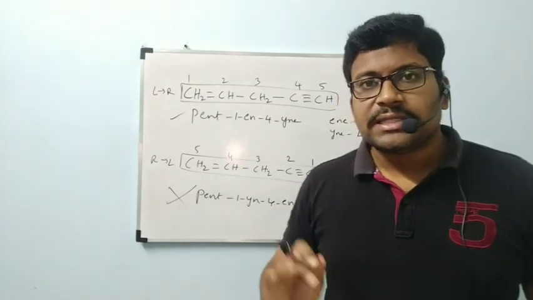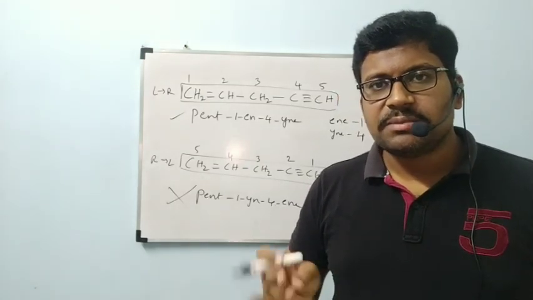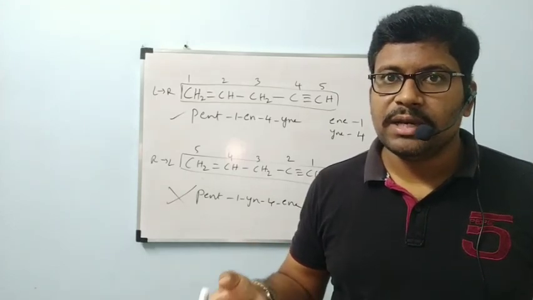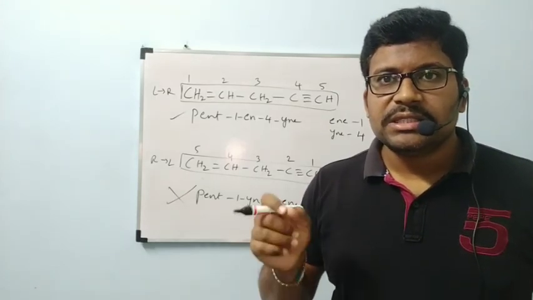In the next class, I will take some more examples related to side chains, substituents, and double bond and triple bond, and we will see in what way we are going to give names. Okay, ma? This is about today's class.